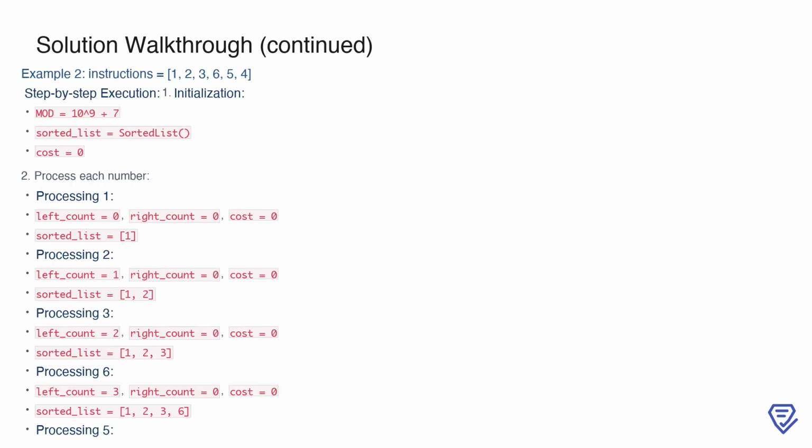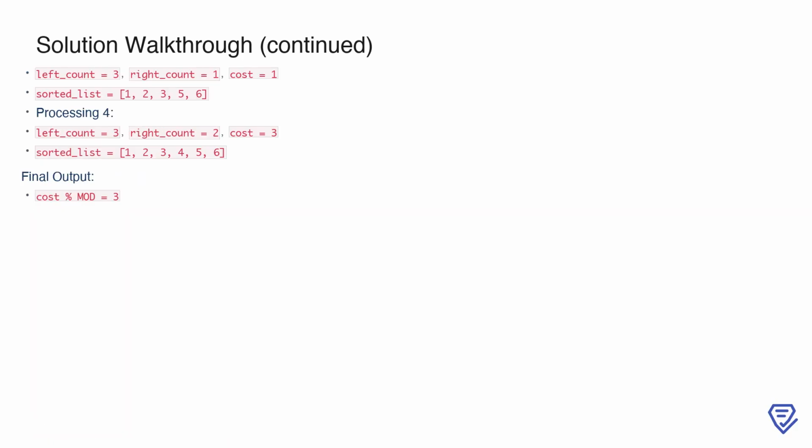The number 6 results in a left_count of 3, as all elements in the sorted list are smaller, and a right_count of 0. The cost remains 0, and the sorted list becomes 1, 2, 3, 6. Next, for the number 5, there are 3 smaller elements, 1, 2, and 3, so left_count is 3. There is one greater element, 6, so right_count is 1.